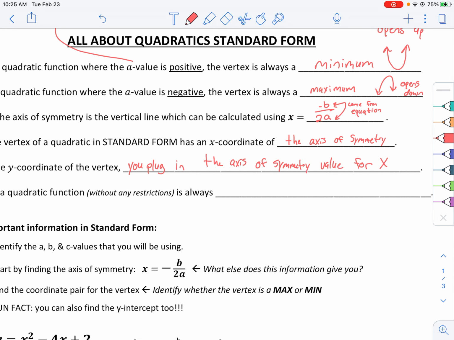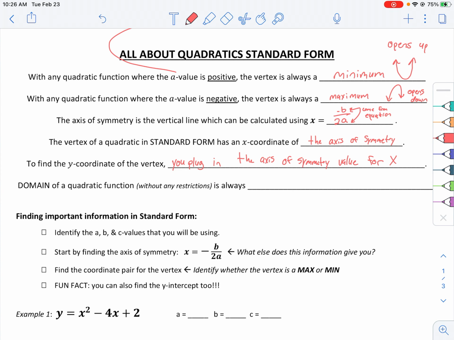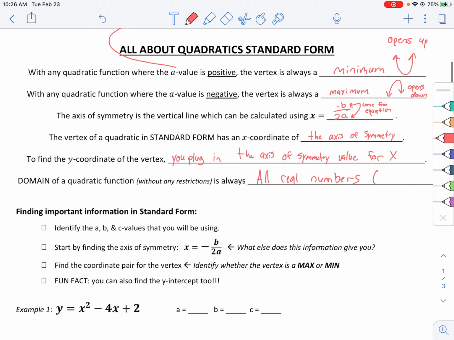All right, so once you plug in the axis of symmetry value for x into the equation, you're going to get out a y value. That y value is the y value of the vertex. The domain of a quadratic function is always all real numbers. We've talked about this. Or you could just use the symbol.